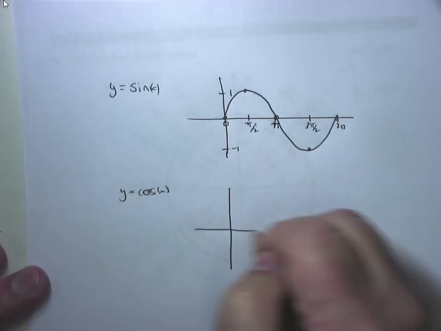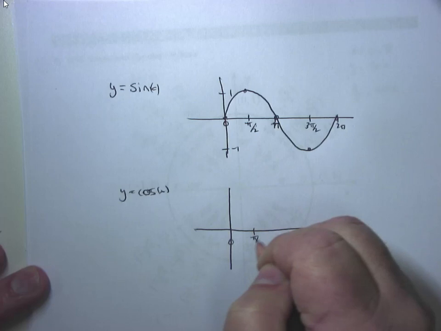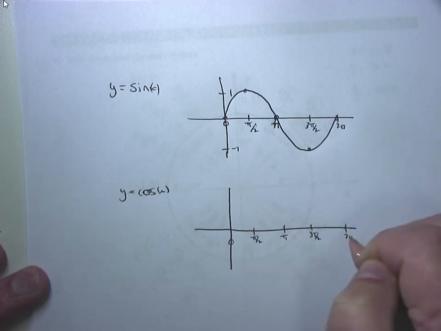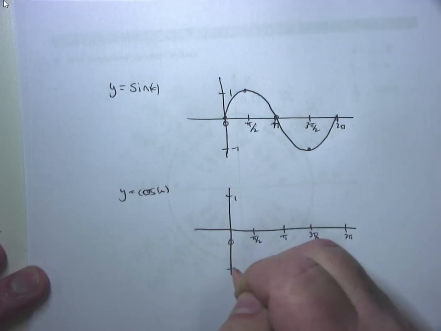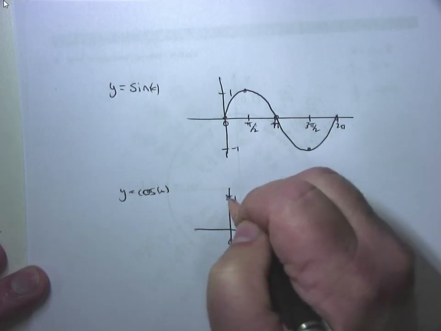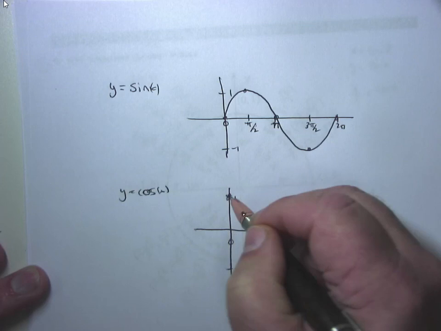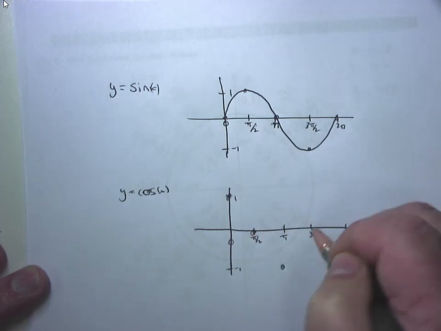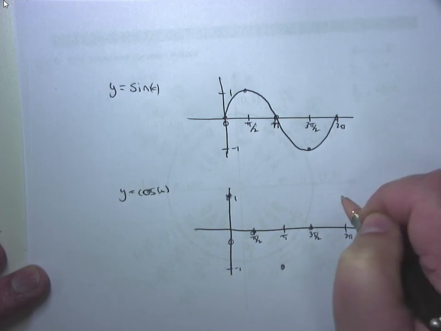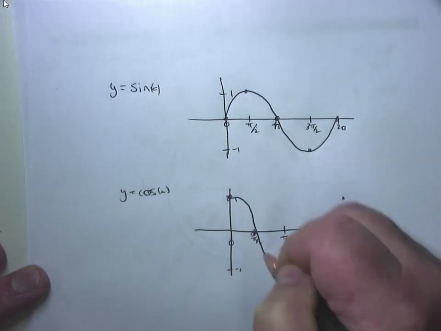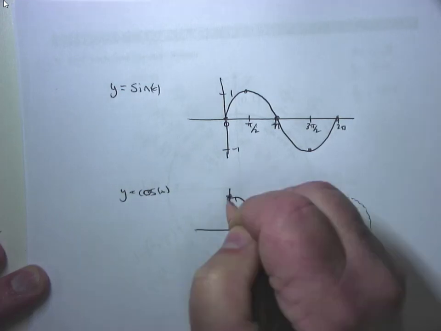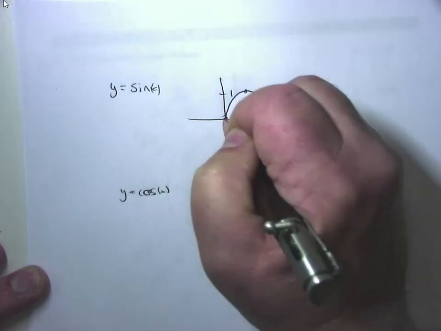The cosine function, 0, pi halves, pi, 3 pi halves, 2 pi, bounces between 1 and -1. The cosine of 0 is 1. Cosine of pi halves is 0. Cosine of pi is -1. The cosine of 3 pi halves is 0. Cosine of 2 pi is back to 1. You get this wave. And of course, these guys extend on.